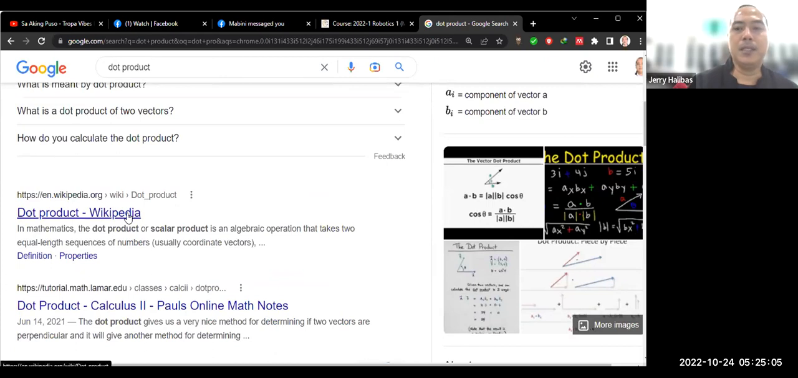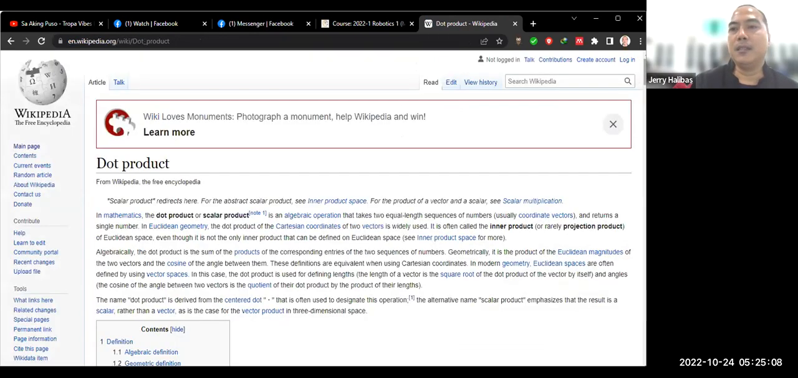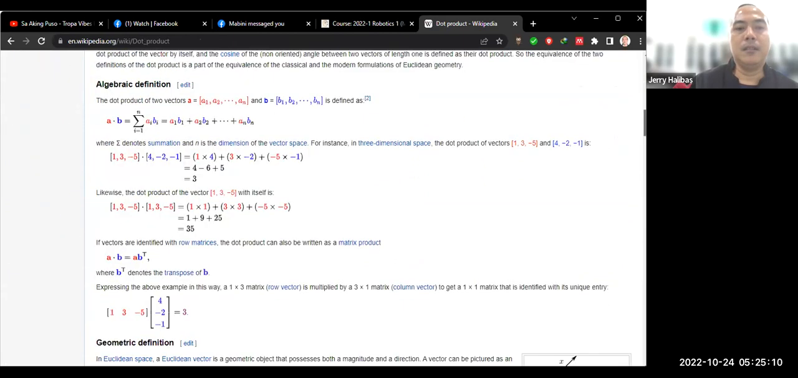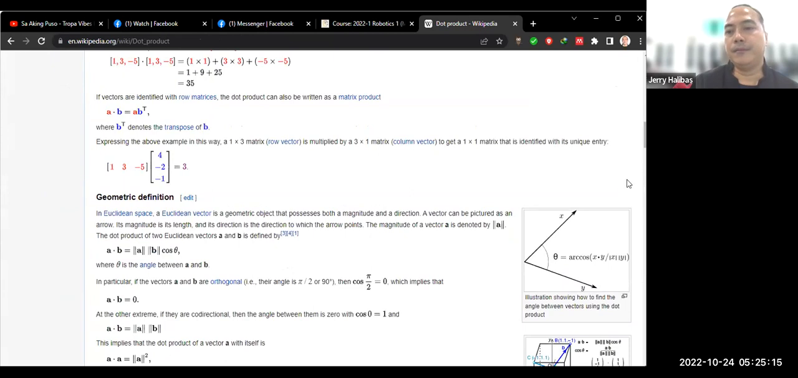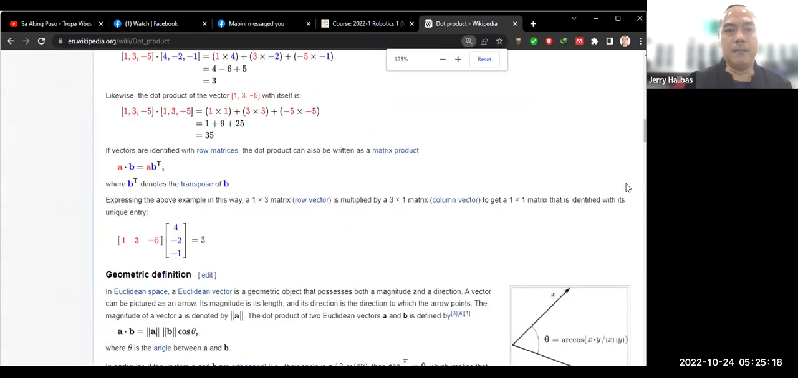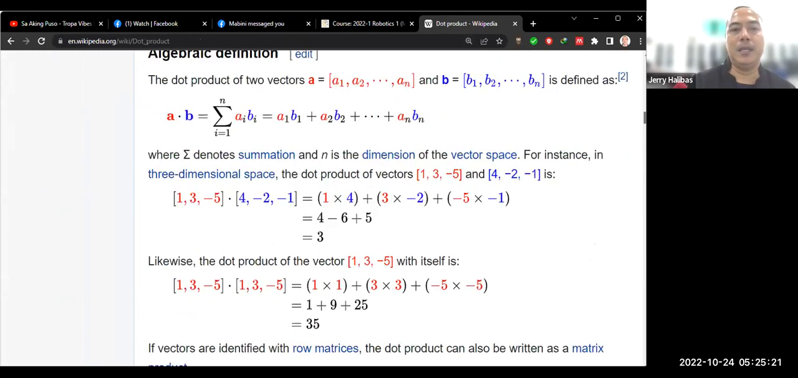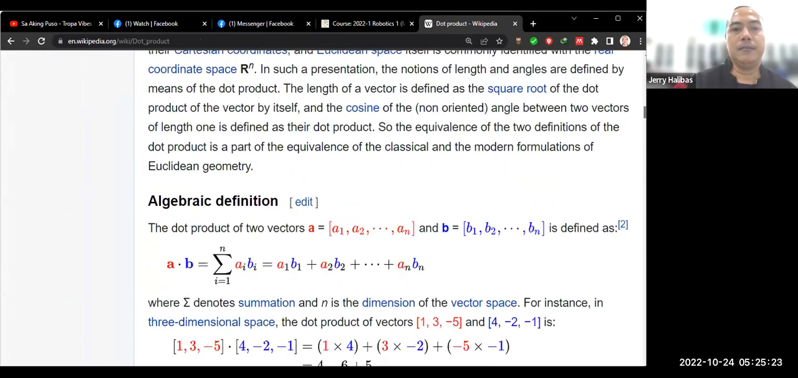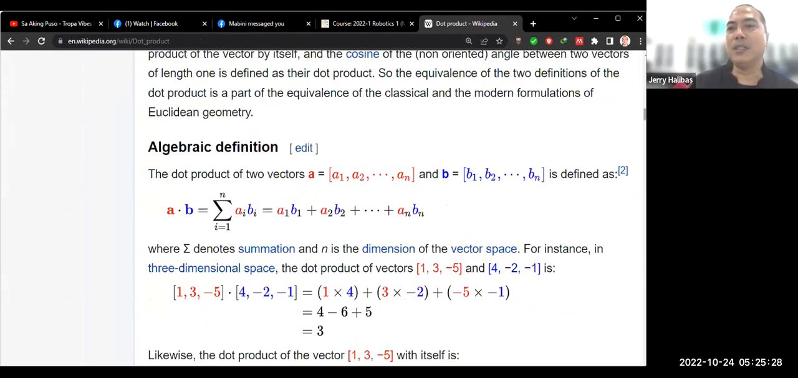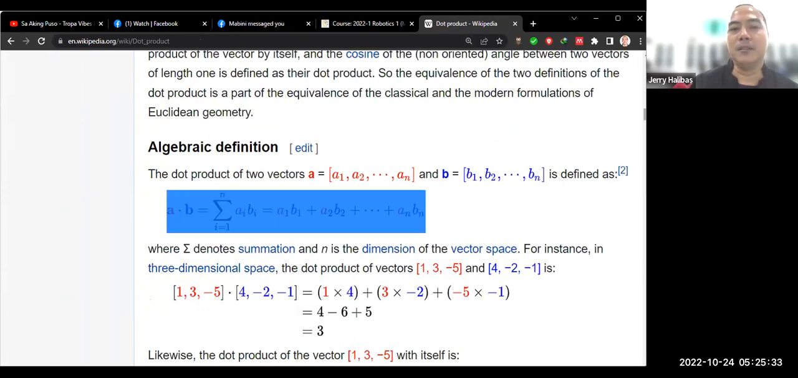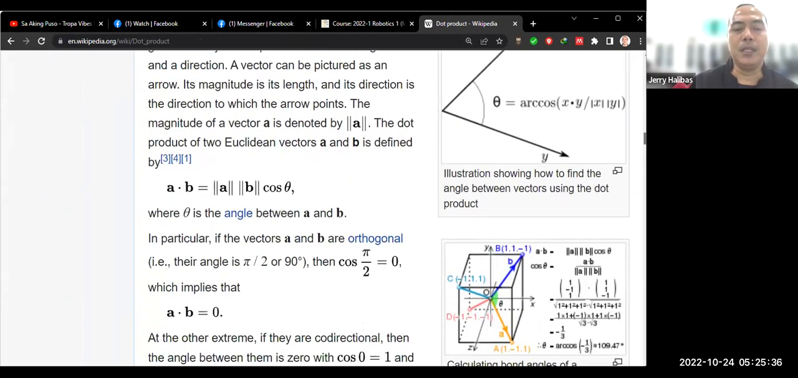So, I'll just use Wikipedia to be generic. You can see, guys, I'm using Wikipedia. You can see, this is a summation. So this is the formula. The dot product is a summation. But specifically for this, okay? This highlighted one, A dot B.